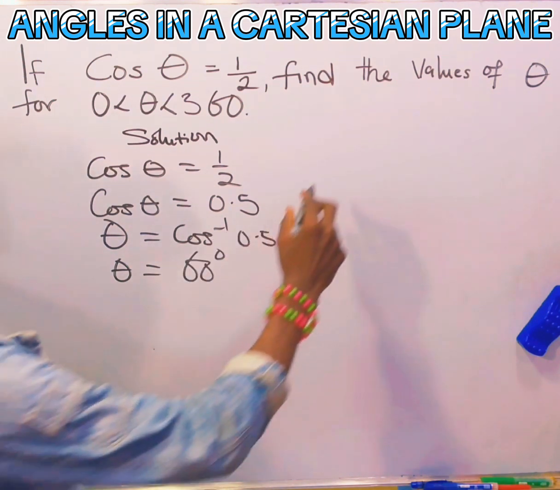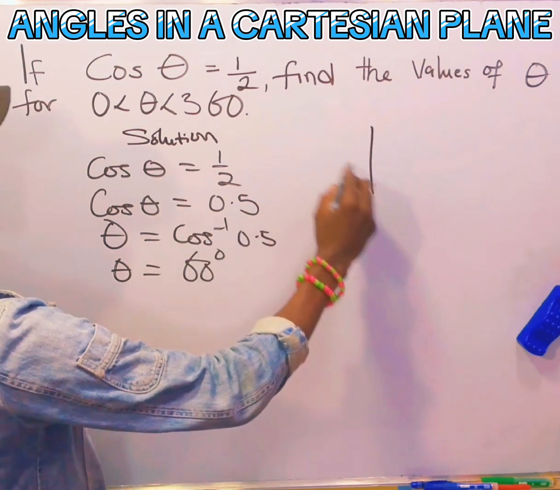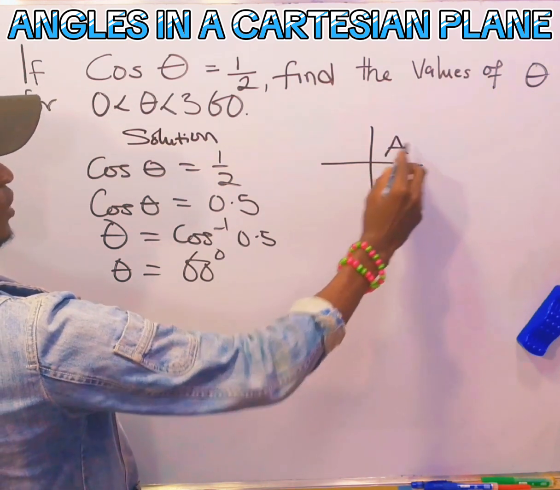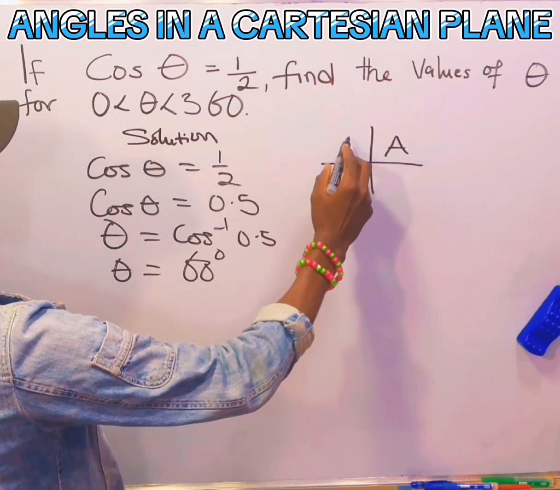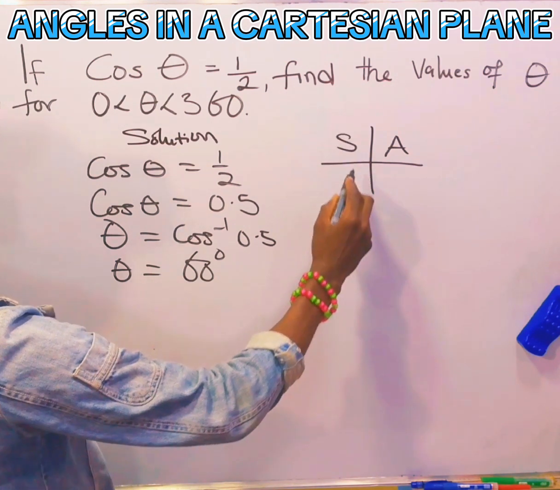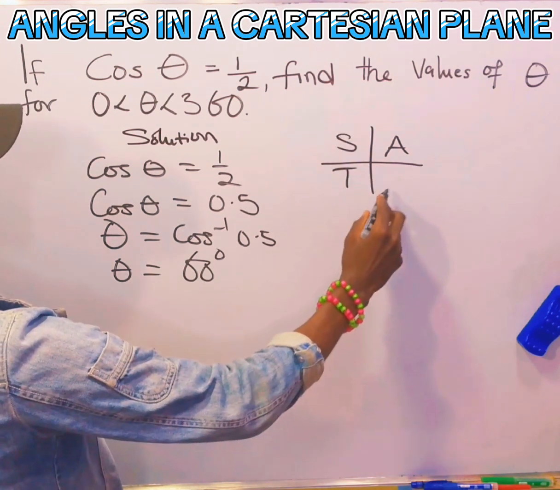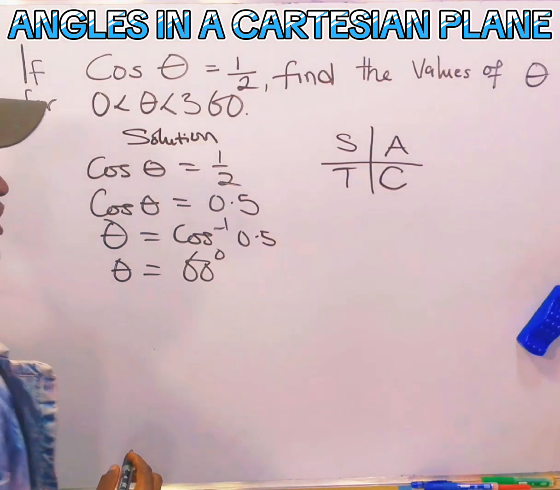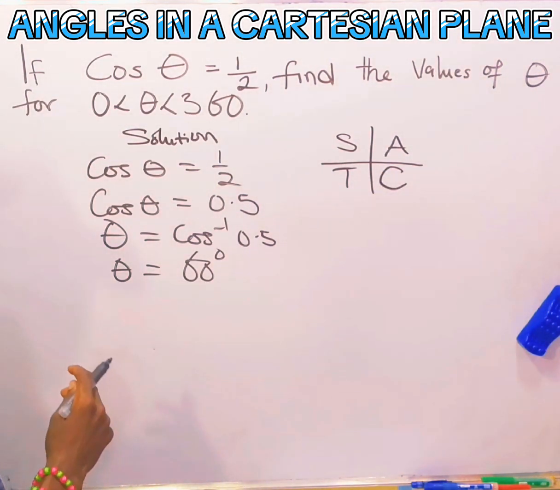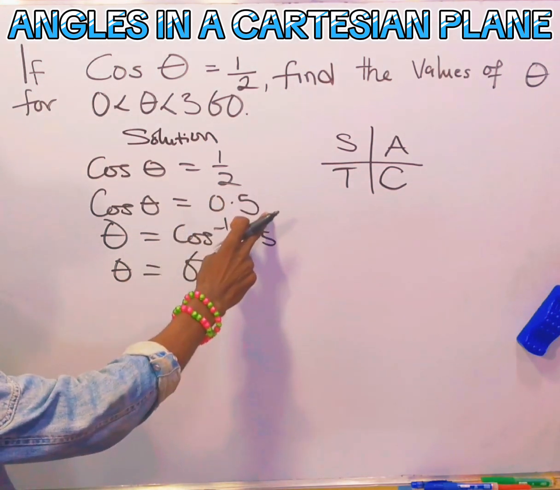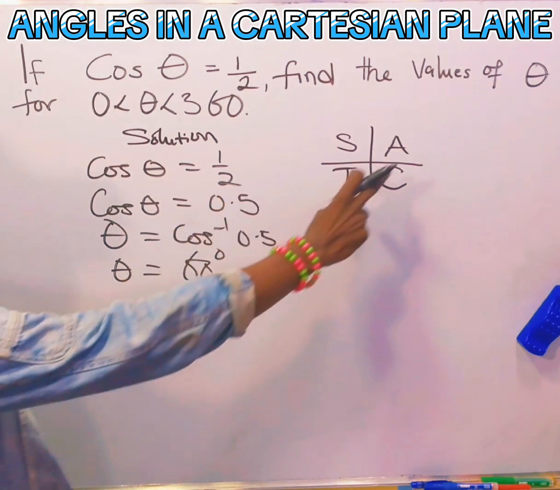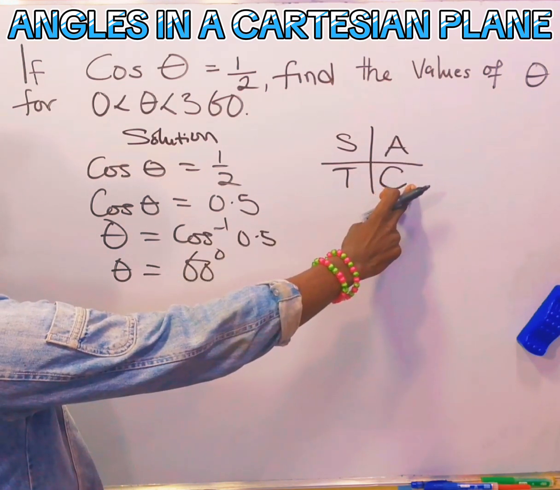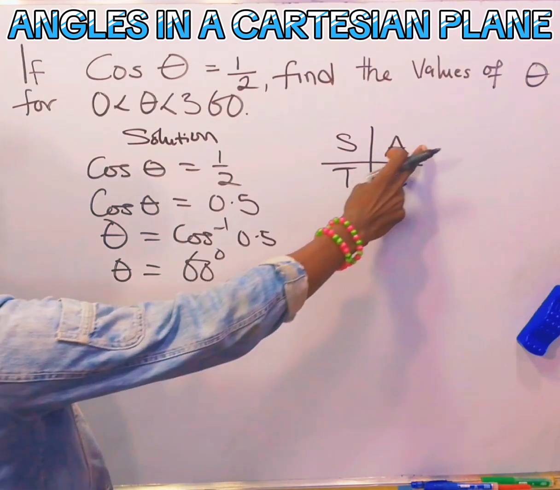So what are the other values of theta? Now we'll look at our Cartesian plane. From our Cartesian plane, the first quadrant, all is positive. The second quadrant, only sine is positive. The third quadrant, tan is positive. And the fourth quadrant, cos is positive. This means for our values of theta to be 0.5, which is a positive value, it lies in the first quadrant and the fourth quadrant. 60 degrees is on the first quadrant.